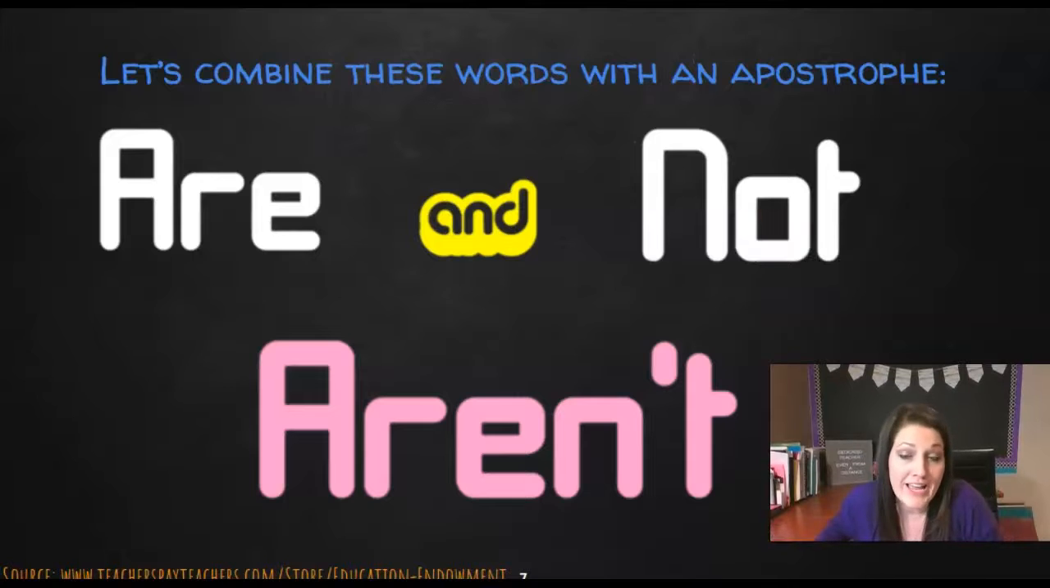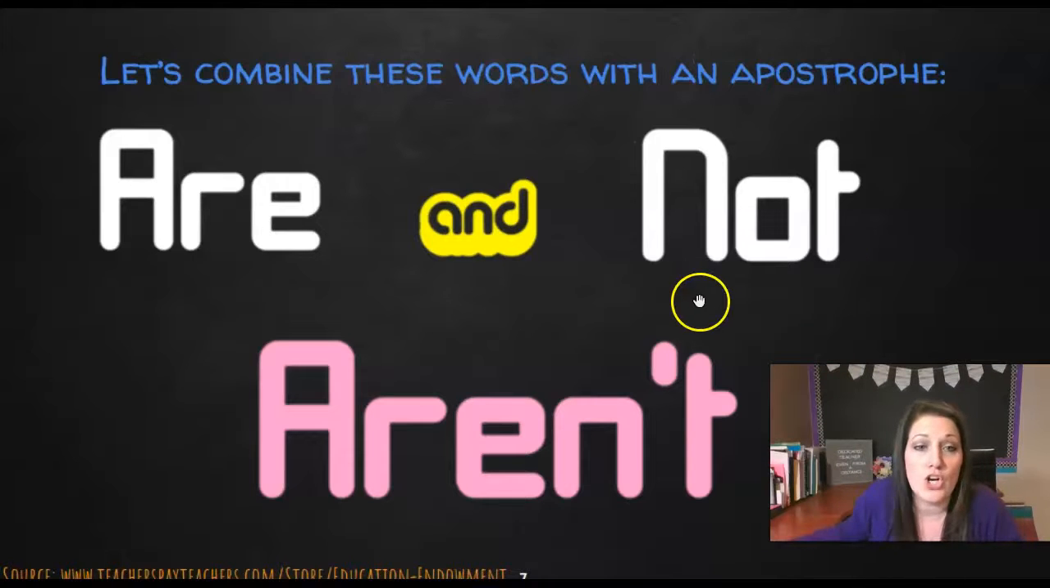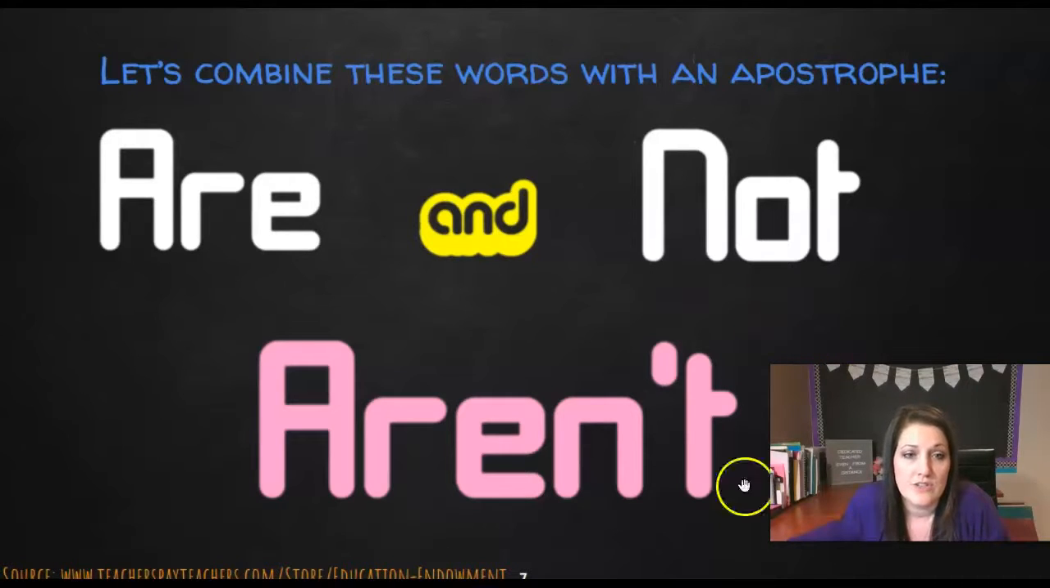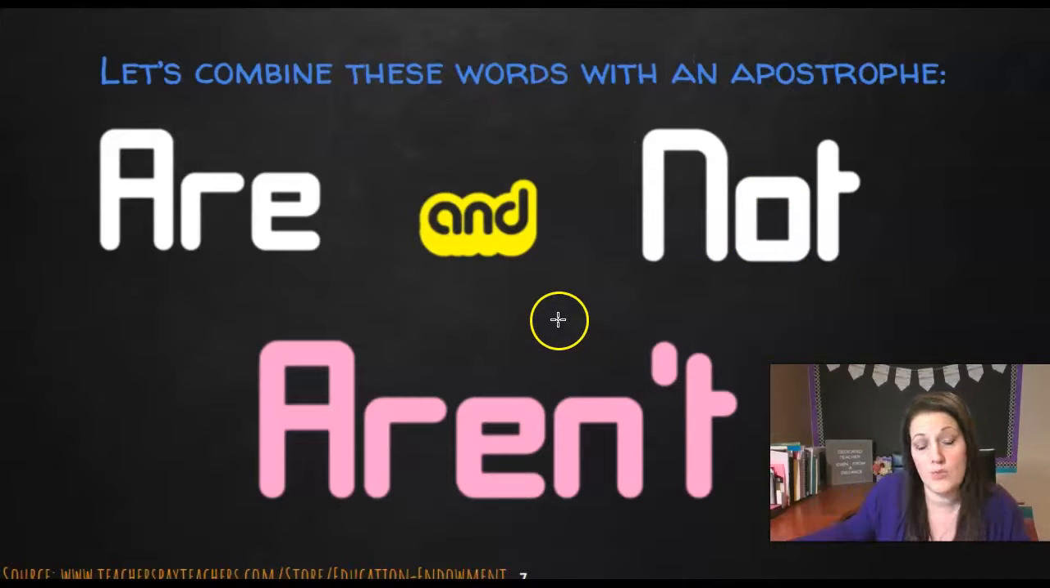If we have are and not, it would make the word aren't. So what letters did we get rid of? Is there one, more than one? Check it out. We have A, R, E, N, apostrophe, and then the T. So they replaced the O with an apostrophe. We are not going outside right now. We aren't going outside right now.